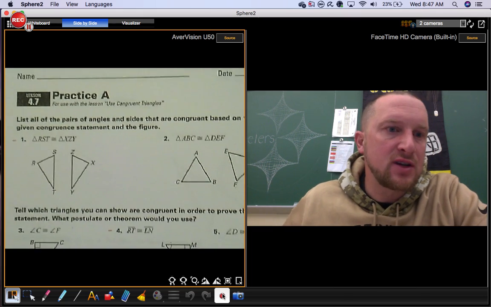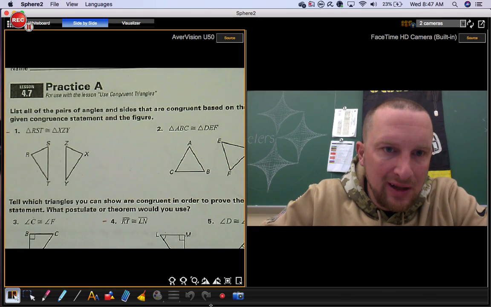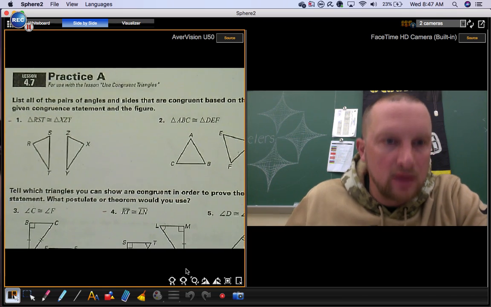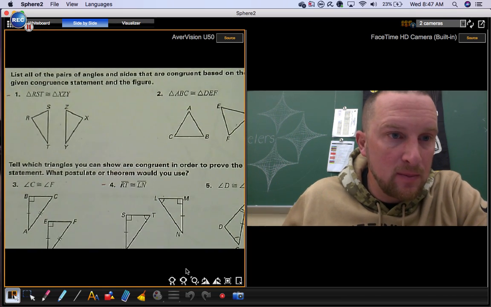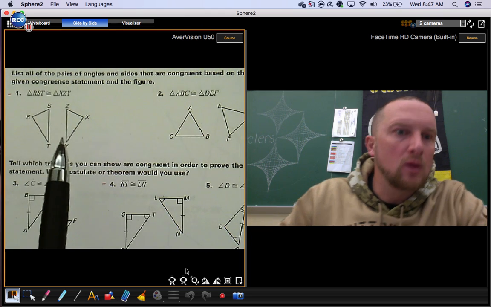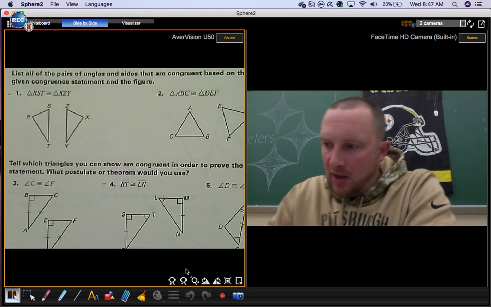This is practice A for section 4.7. We're going to list all the pairs of angles and sides that are congruent based on the given congruent statement and the figure. So if they're telling you that these two triangles are congruent, what do you know? You know 6 things, and we've done this before.